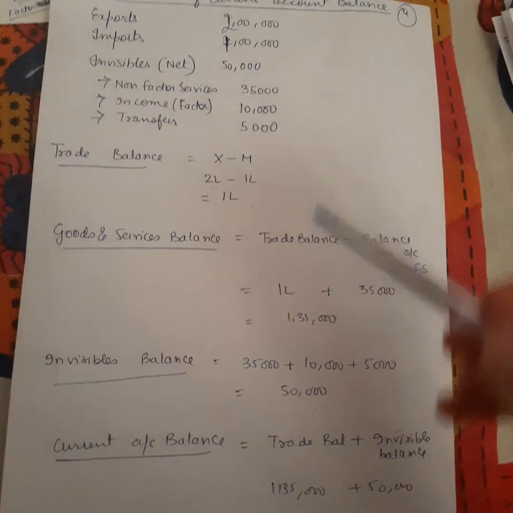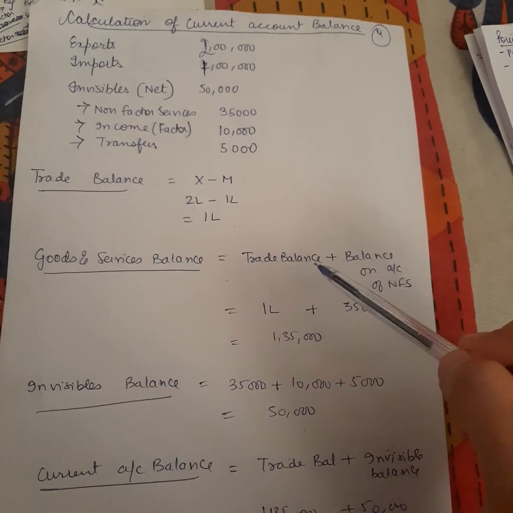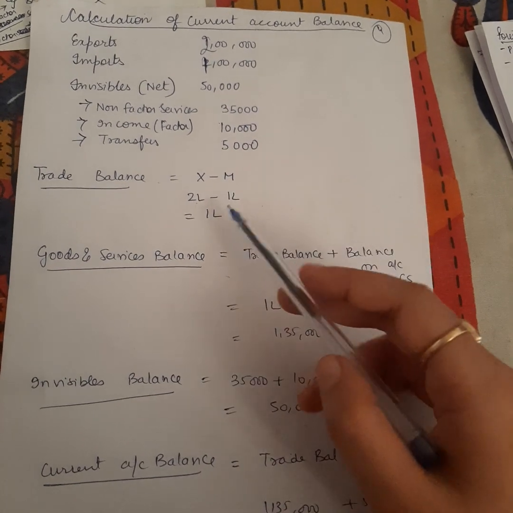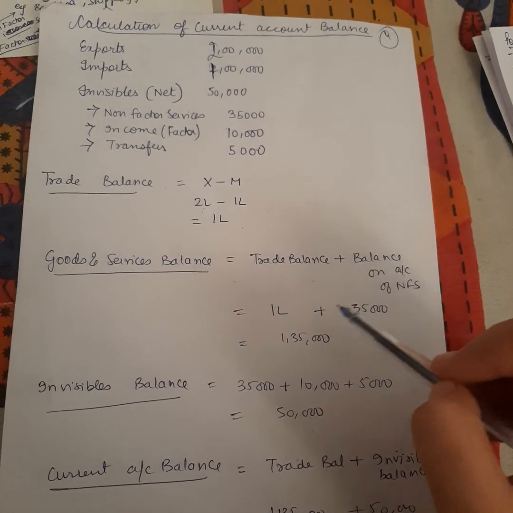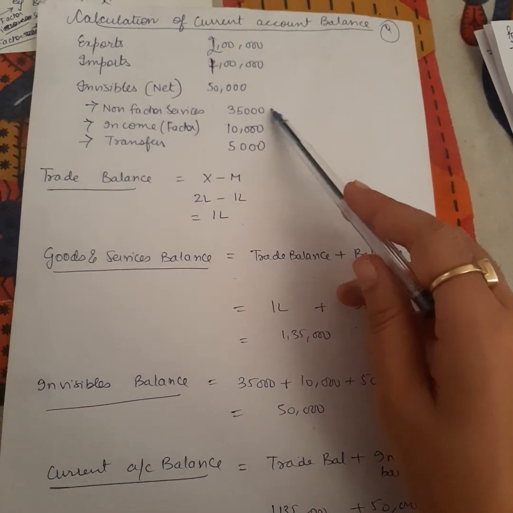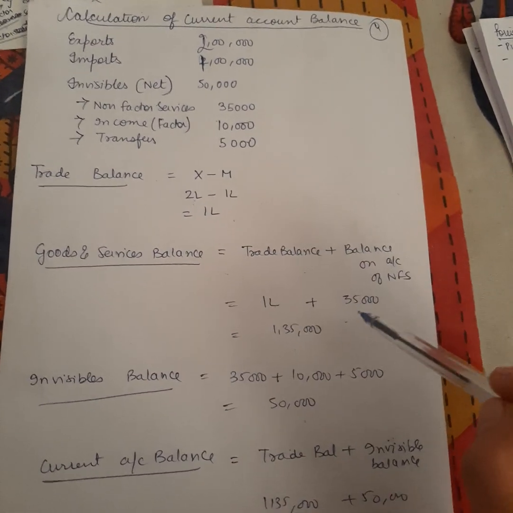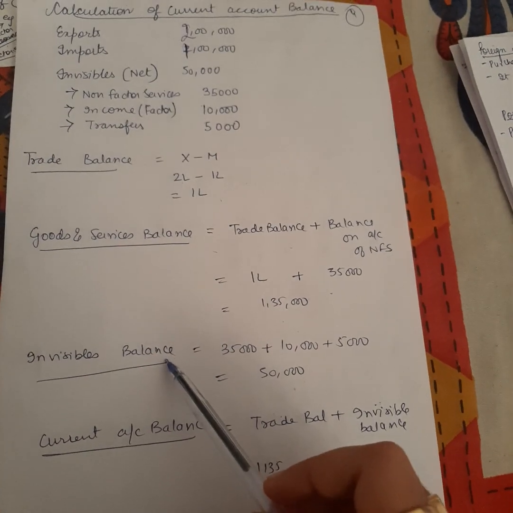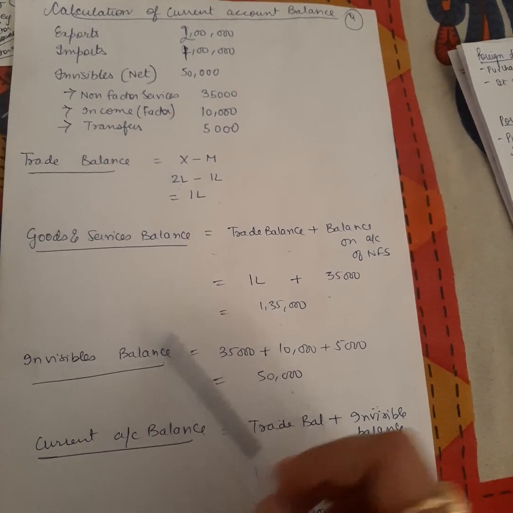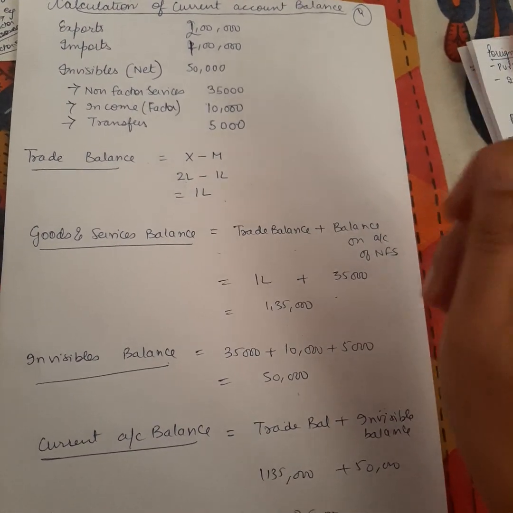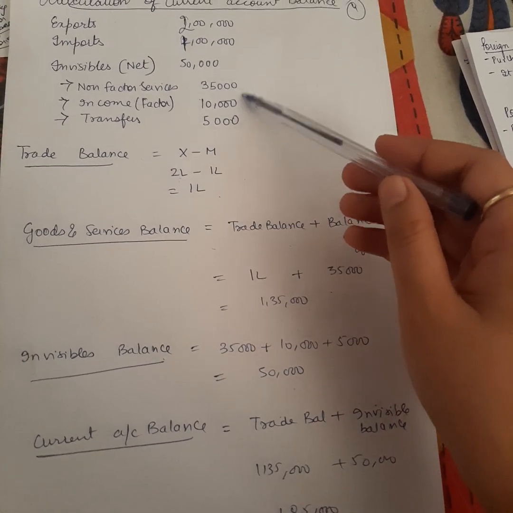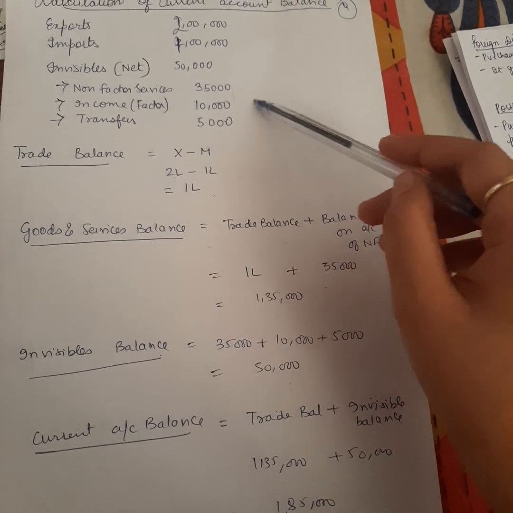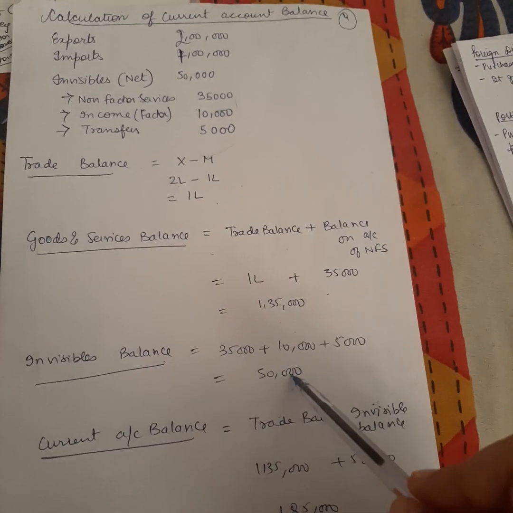Next is goods and services balance. How do you calculate goods and services balance? Trade balance plus balance on account of non-factor services. Trade balance we have already calculated. These are your non-factor services, 35,000. You have to add it. 1,35,000 is your goods and services balance. Next is invisibles balance. How do you calculate invisibles balance? You add all non-factor and factor incomes, factor services, non-factor services, and also transfers. These three things you have to add and you get invisibles balance.